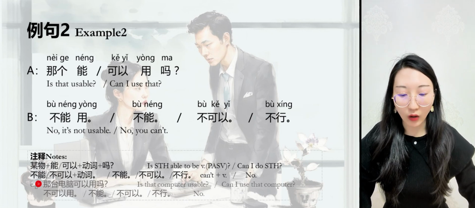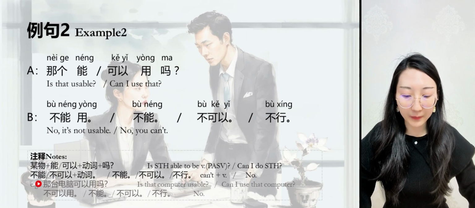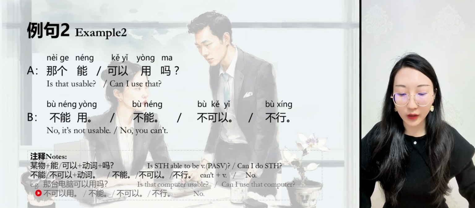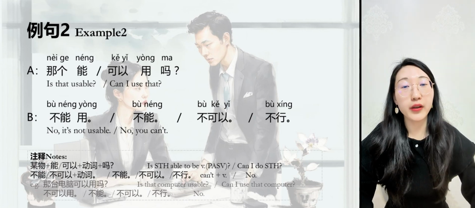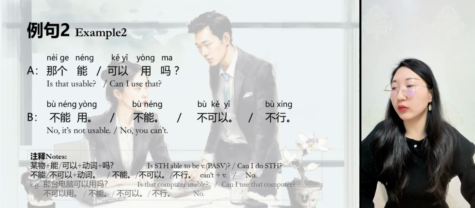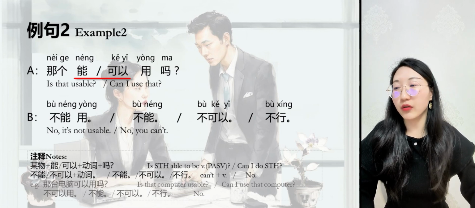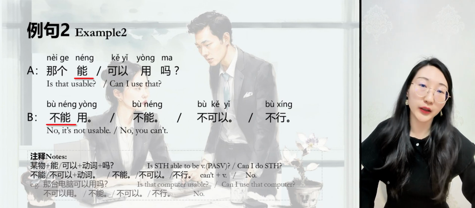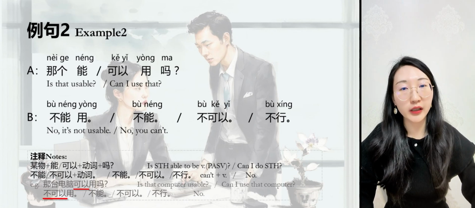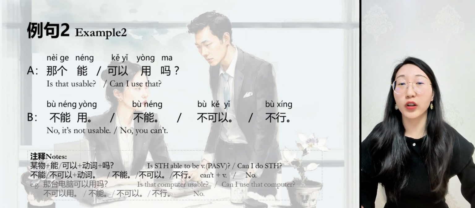那台电脑可以用吗？不可以用，不能，不可以，不行。So here are two things you need to know. First is that even though 能 and 可以 are basically the same meaning, same use, still it's better that if someone asks you with 能, you answer with 能 or 不能. If someone asks you with 可以, you answer with 可以 or 不可以. It's just this way sounds more comfortable.